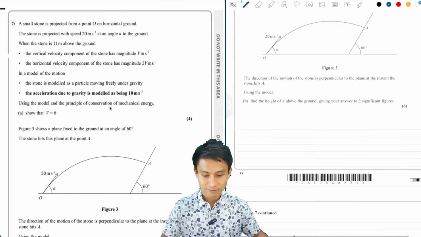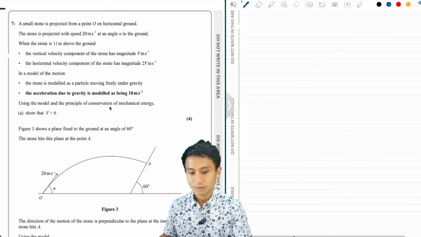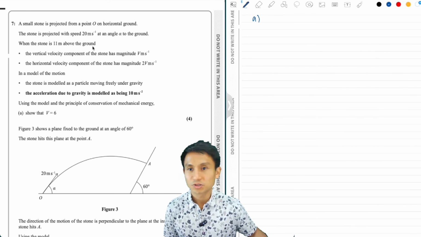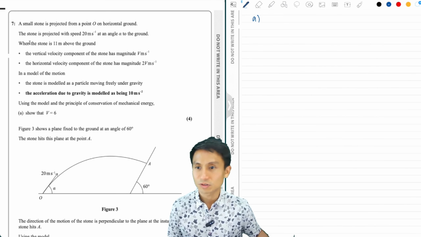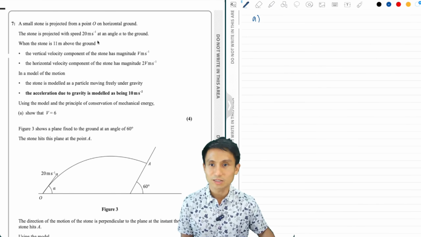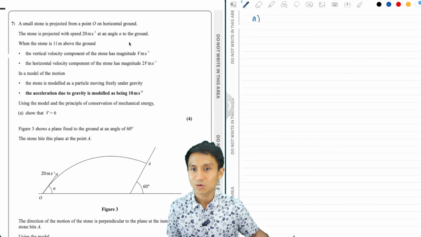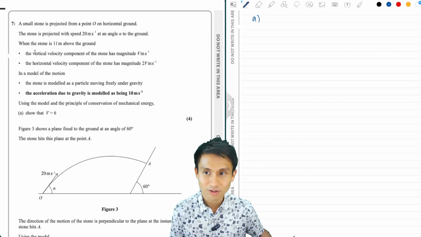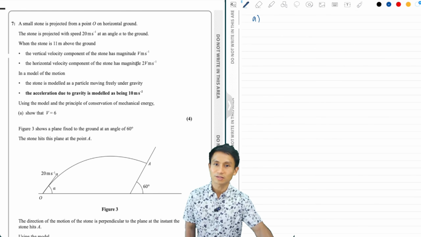Number 7, part A. We have projectile here. A small stone is projected from point O on a horizontal ground. The stone is projected with speed 20 meters per second at an angle alpha to the ground. When the stone is 11 meters above the ground, the vertical velocity component of the stone has a magnitude v.